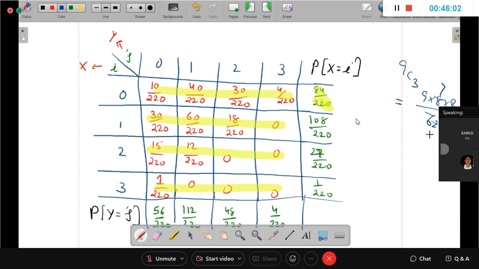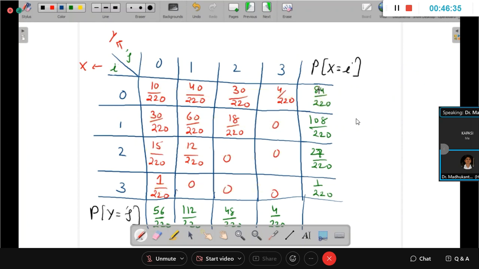Wait a minute. This is 36. It would be 9 into 8 into 7. Sorry, 7. Yes, yes, 3. Yeah, okay. You have 3, 2, this is 4. Yeah, this is 84 by 220. Yes. Okay. Right. So it is coming. Similarly, you can also verify for x equals to 1.